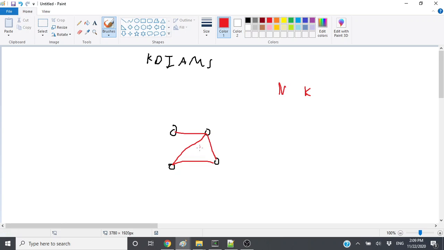So for example, here the diameter is 2. The longest path between any two nodes is 2. So therefore, the number of pairs that are diameters are, we can take this one and this one. We can take this one and this one. And that's it. So we have two pairs of nodes that are diameters. K can range anywhere from 1 to the number of pairs of nodes, which is n times n minus 1 over 2.